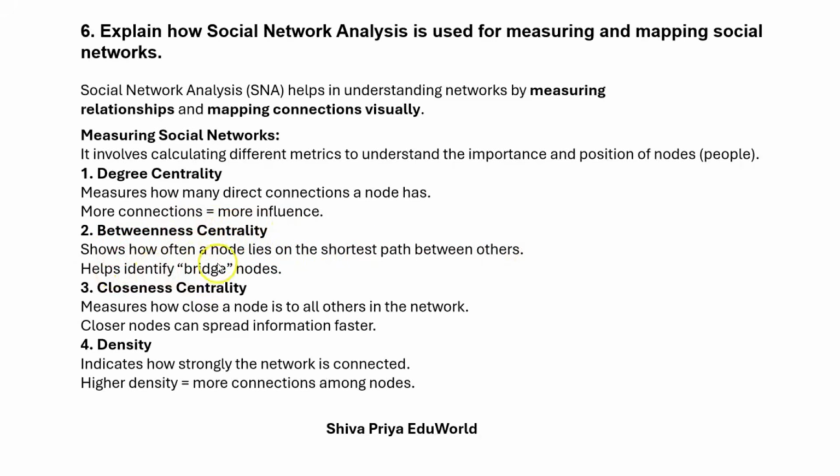It helps to identify the bridge nodes. Closeness centrality measures how close a node is to all other nodes in the network. For example, if there are 10 people, it shows how close one individual is to the others. Closer nodes can spread information faster. If one person is closer to another person, they can spread the information faster.